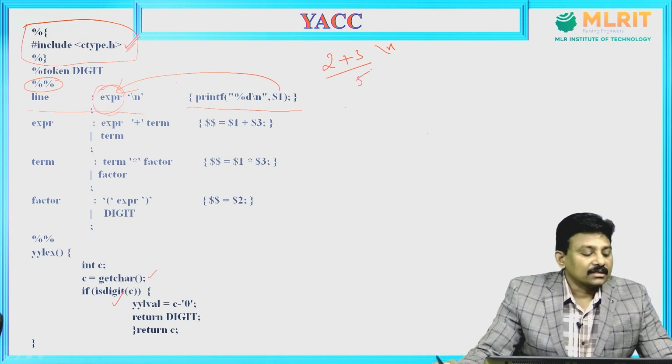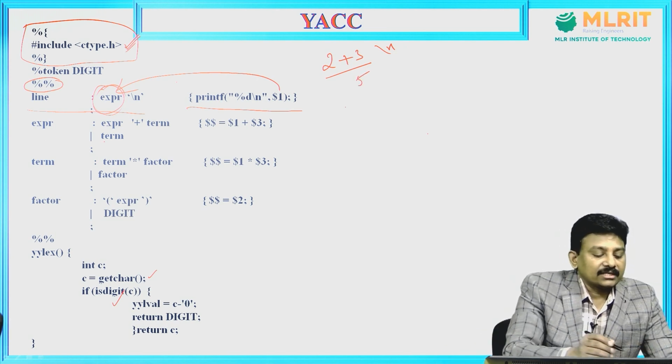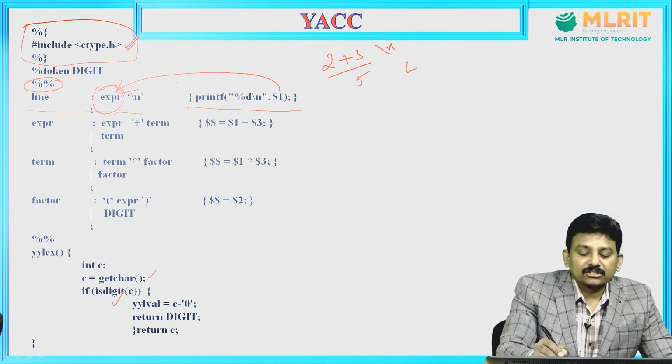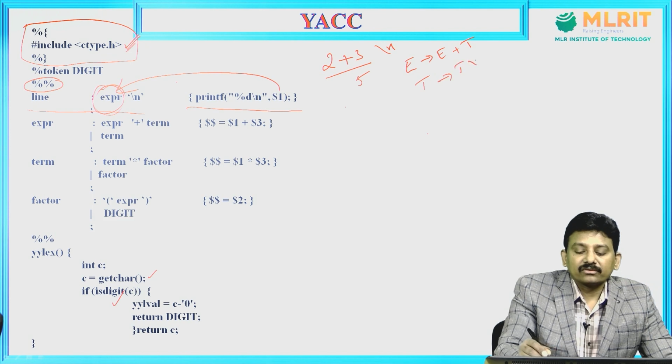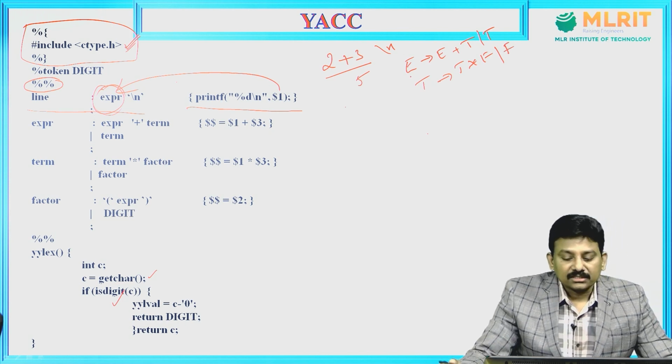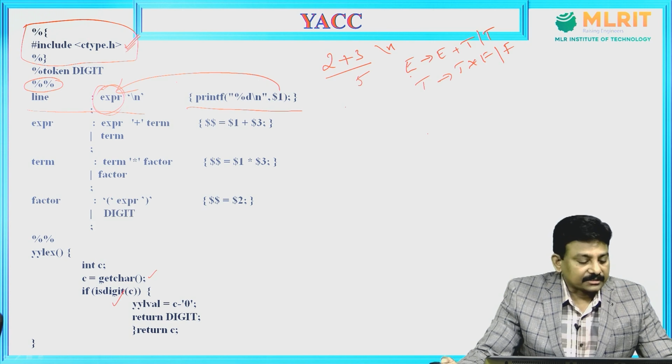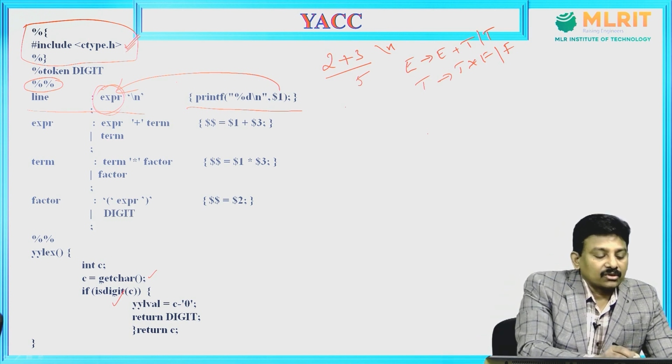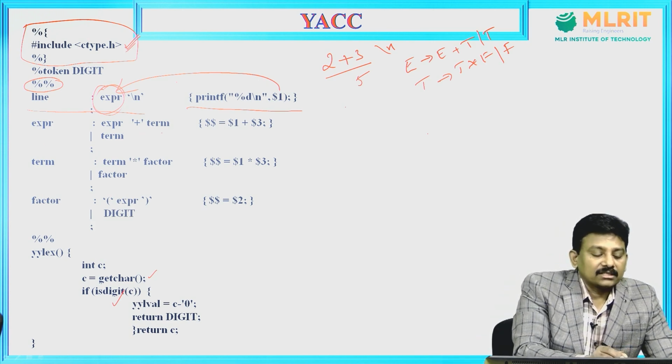printed. Then the second rule, expression derives expression plus term. That means E derives E plus T, T derives T star F. E derives E plus T or T, T derives T star F or F, like that. Here E means expression, T means term, F means factor. Expression derives expression plus term.